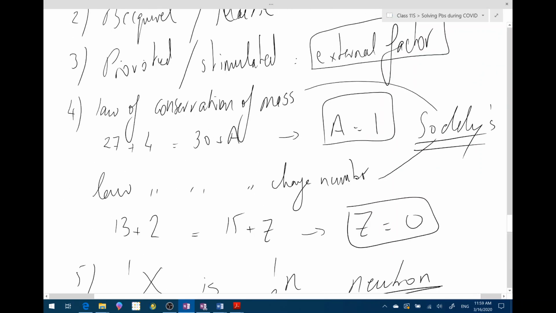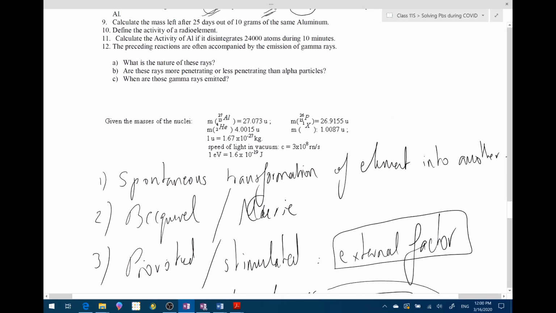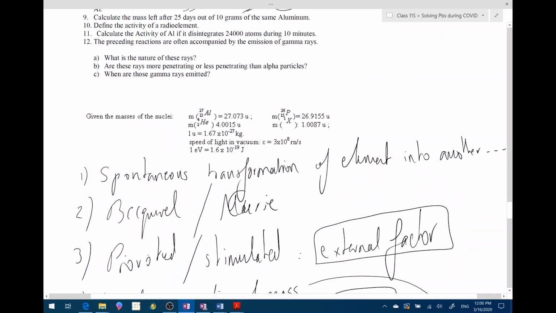And then the 12th question would be, the preceding reactions are often accompanied by the emissions of gamma rays. What is the nature of those gamma rays? I'm going to answer them over here. What is the nature of gamma rays? They are electromagnetic rays, electromagnetic radiation. Are they more penetrating or less penetrating? All those are course questions. They are way more penetrating than alpha.